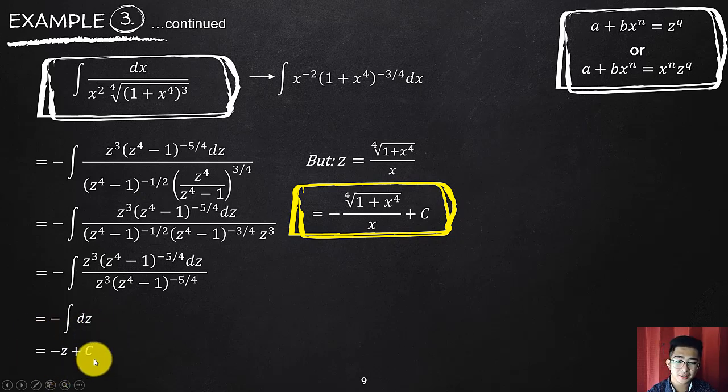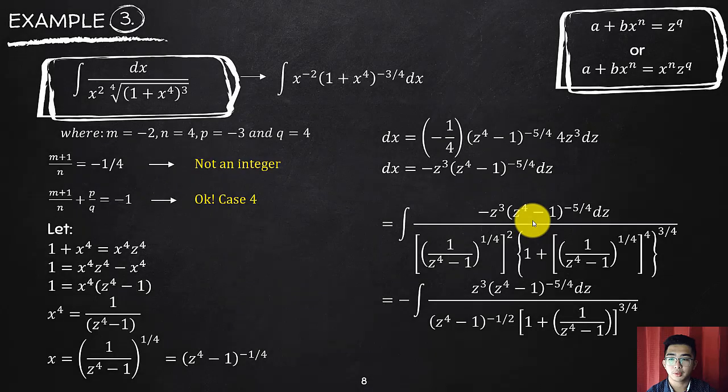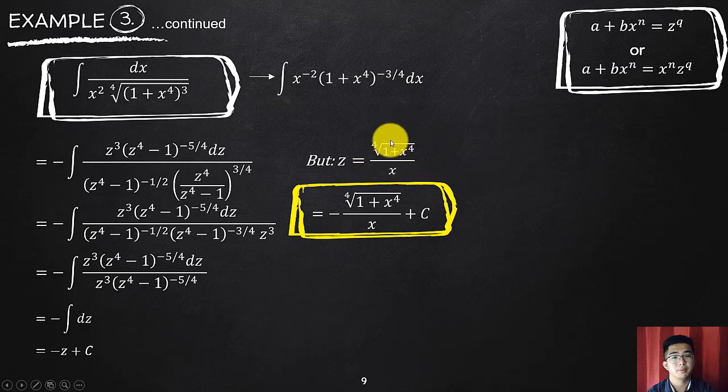Okay, is this your answer? Of course not, because you need to bring back the original variable. So what is z equal to? From this one, dividing both sides by x, that is 1 plus x raised to 4 over x raised to 4, and then taking the fourth root, we get this expression. So bringing it back, we get the final answer. Okay, that is for case 3 and case 4.